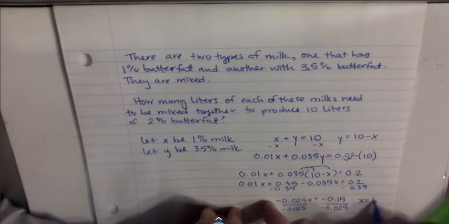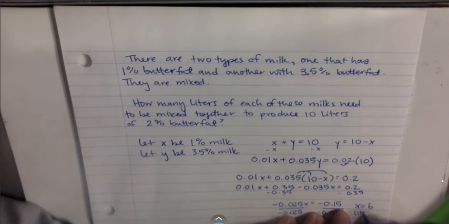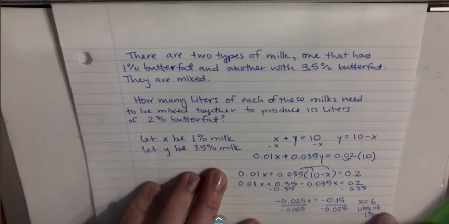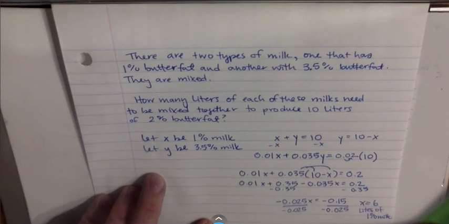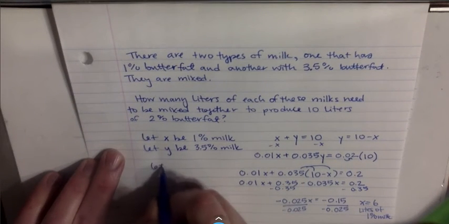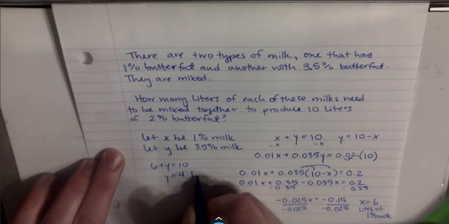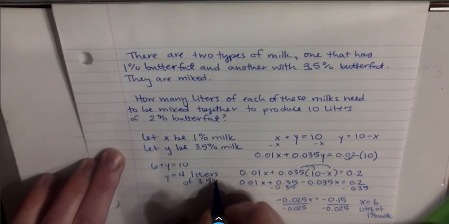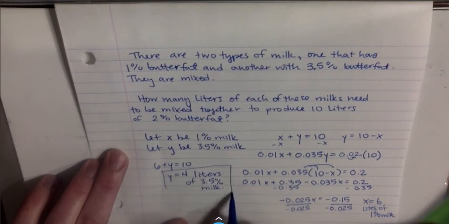x is equal to 6, and this needs to be in context. x equals 6 liters of 1% milk. Okay, so now I'm going to use this value and put it back into this original equation here because it's the simpler of the two. And so I get 6 plus y is equal to 10. That means y has to equal 4. And 4 liters of 3.5% milk. Technically, I am done because I found what my x and y equal.